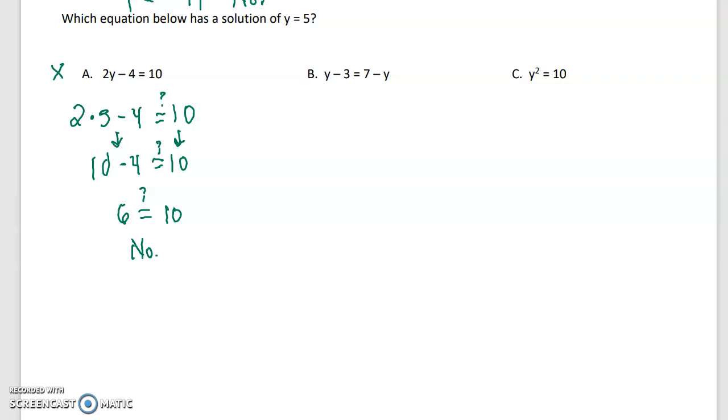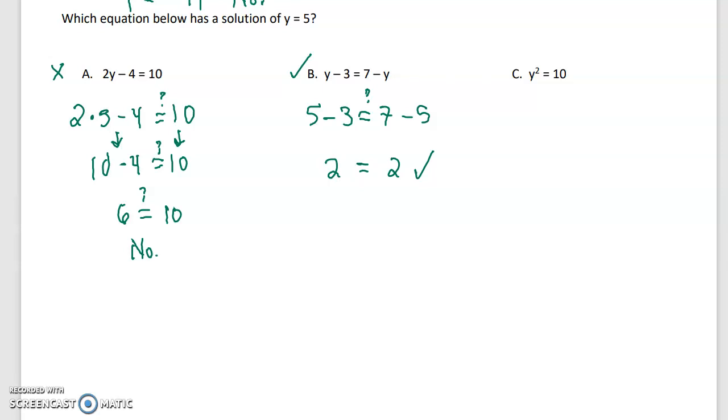For equation B, is 5 minus 3 equal to 7 minus 5? Well, on this side, 5 minus 3 is 2. On this side, 7 minus 5 is 2. Does 2 equal 2? Yes. So B is a choice, or B is an answer here. That equation has a solution of y equals 5.